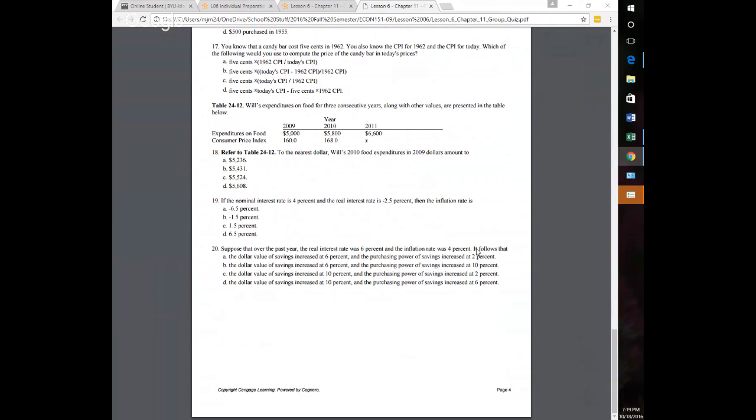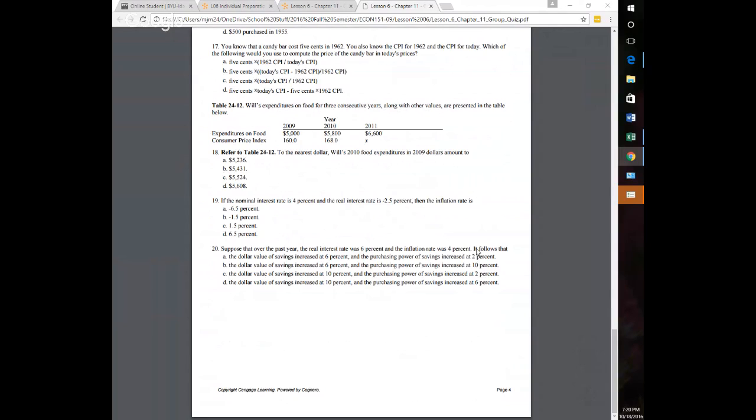That was confusing the way I explained it. Your purchasing power should be the same as your interest, but it's not because you're subtracting your inflation rate. So if my nominal's 10 and I'm subtracting my inflation of 4, that gives me the 6. Yes. So 10 is the savings increase, but the purchasing power is the 6. So D? Right. The actual amount in her account went up 10%.